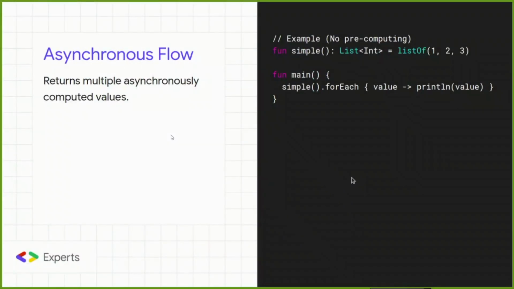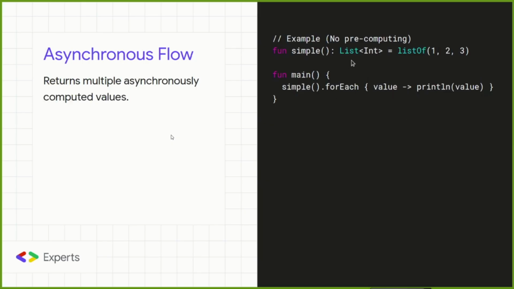Next up, we have asynchronous flow. In short, asynchronous flow returns multiple asynchronously computed values. So it's kind of like coroutines, but instead of returning one value, you would be returning multiple values. So let's see a simple example.